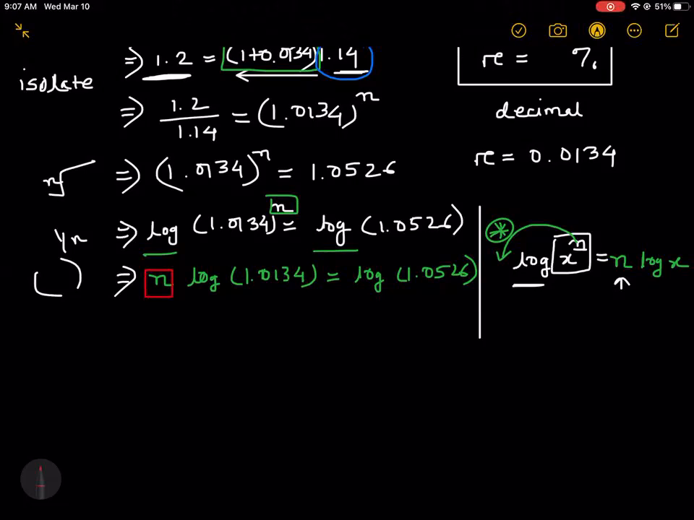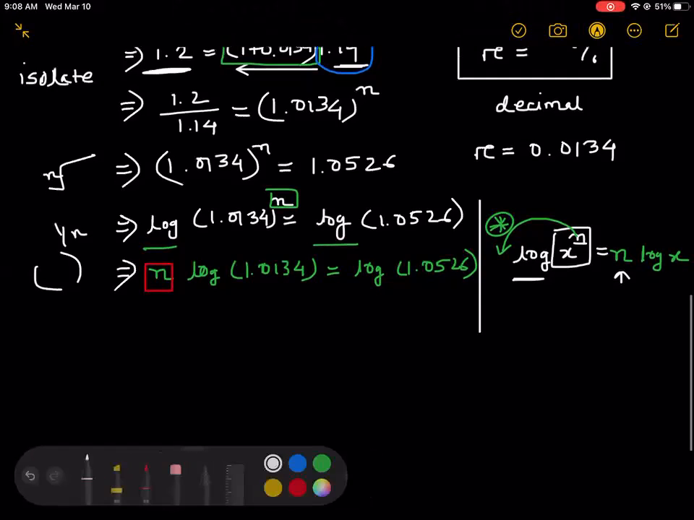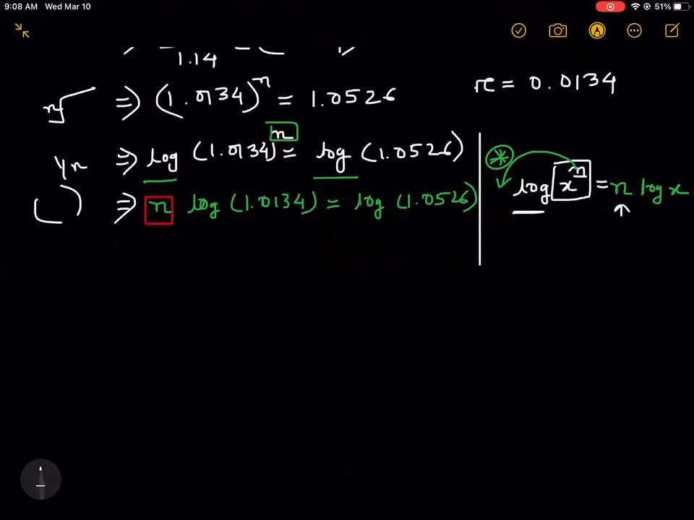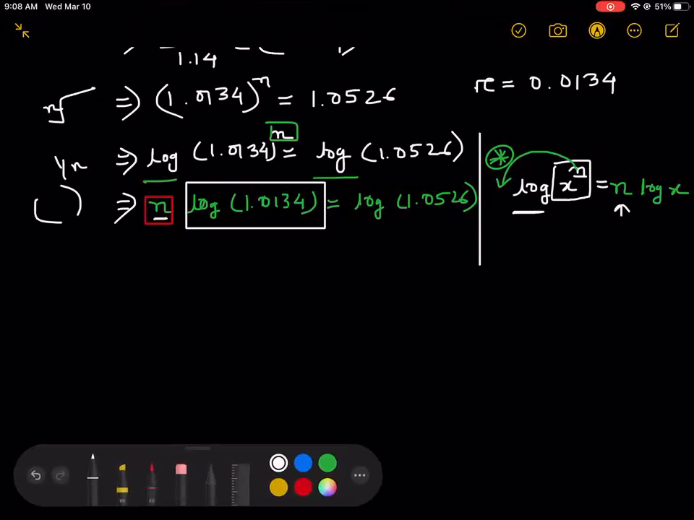Should we subtract log of 1.0134 from log of 1.0526? Okay, very good point. You're almost right again, but not quite. So she said, can we subtract? So the point is, this n is actually working as a product with this, right? Oh, okay. You divide it. Exactly, very good. So we can divide this, and let's do it this way.